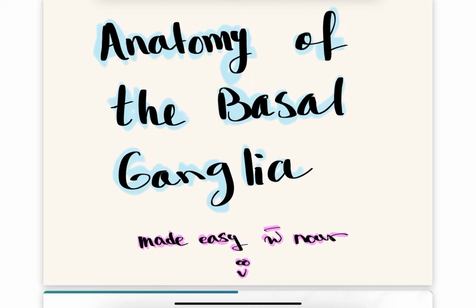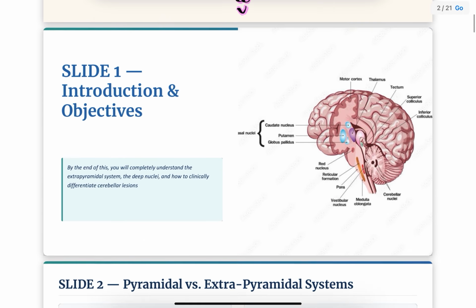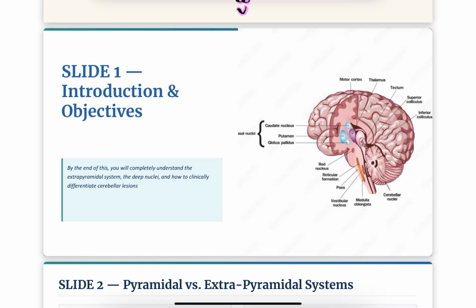Hello everyone. Today I'll start with explaining the anatomy of the basal ganglia, and I'll try my best to make it as easy as possible. Now, the main goal here is not just to memorize certain structures, but also to understand what they actually do and what happens when they are damaged. And by the end of this lecture, we need to understand the extrapyramidal system, the deep nuclei, and most importantly, how to differentiate between the clinical cerebellar lesions.